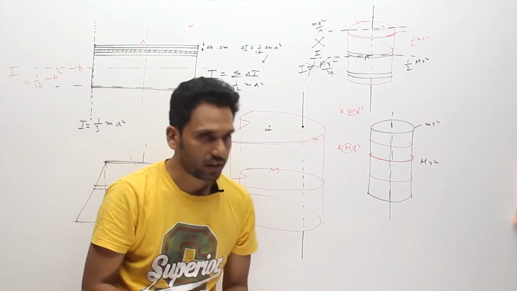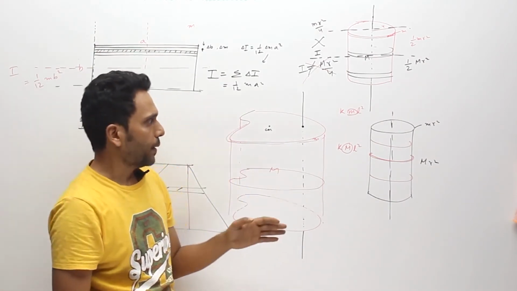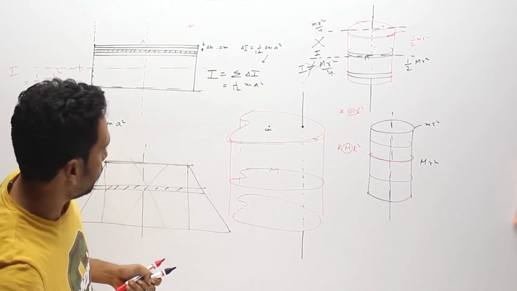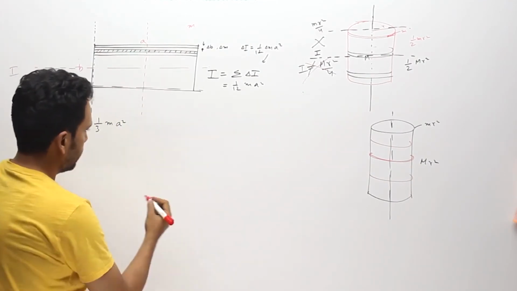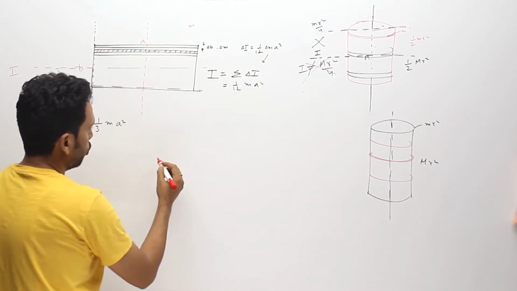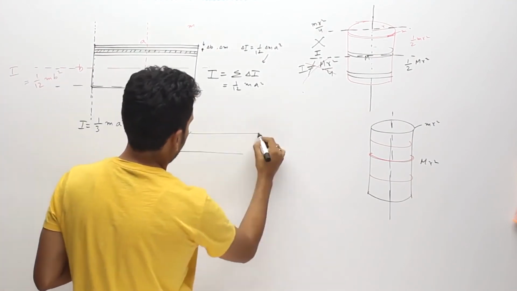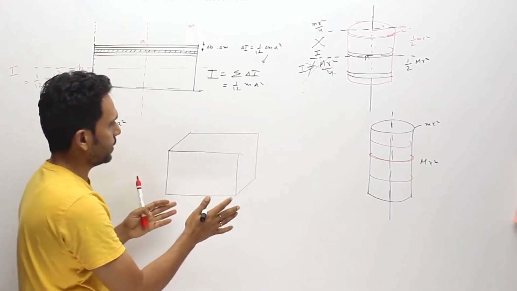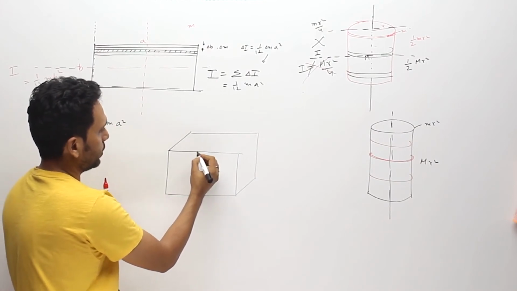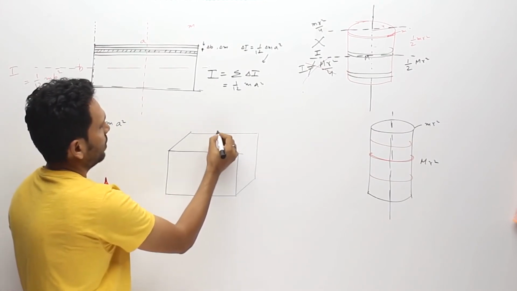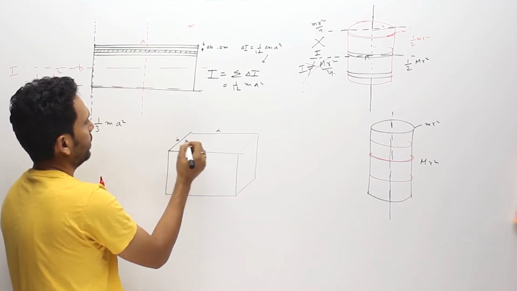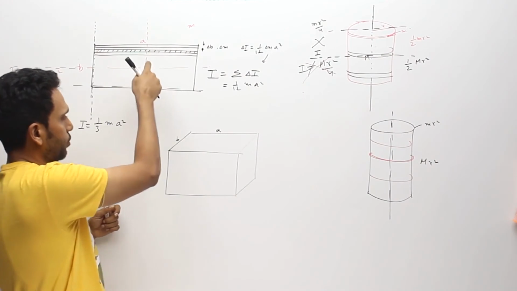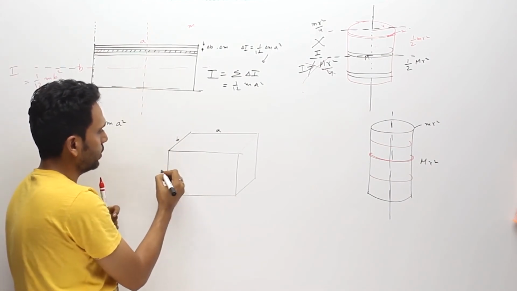So I'll just ask you a question on this. In fact, it might be a little interesting to discuss a cuboid. So this is a cuboid. Say the dimensions are A, B, A and B same as the top face of the plate, and the depth is C.